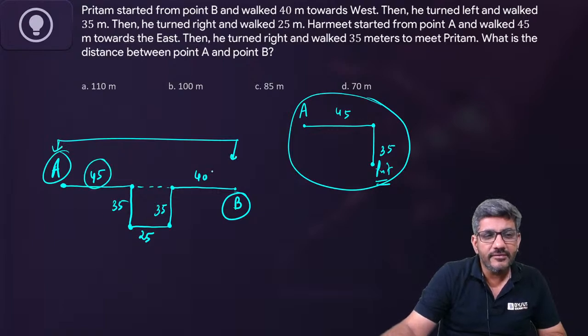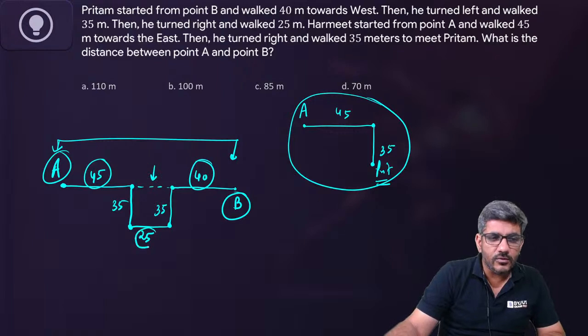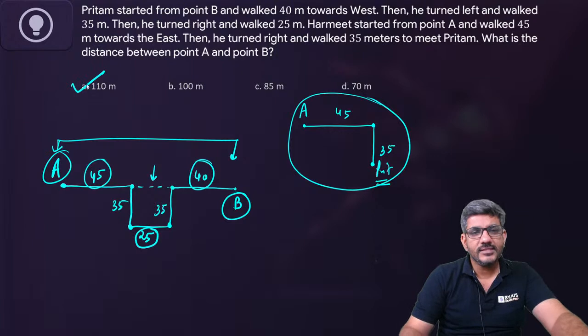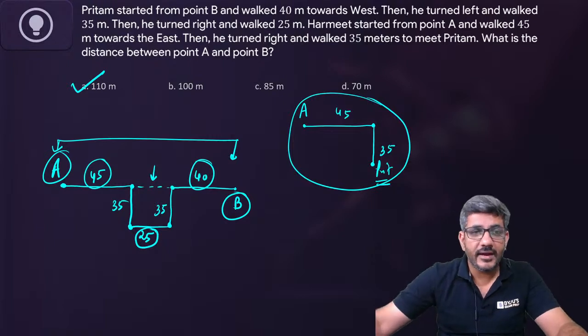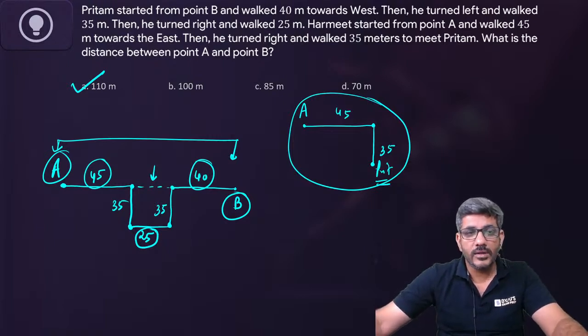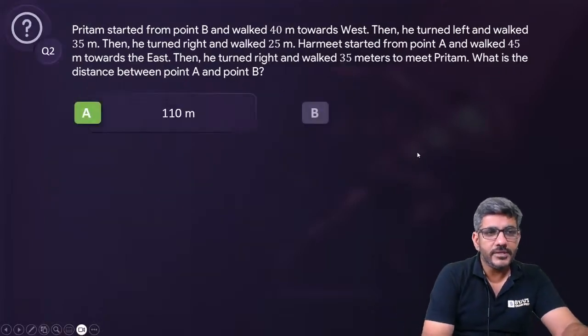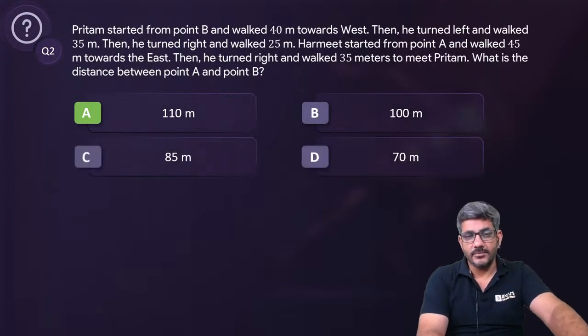So this is 45, this is 40, that means 85. What about this distance? It is equal to 25. So 85 plus 25 is 110. So yes, 110 is the right answer for this question. And everyone had answered correctly. 110 is the right answer. All of you gave the correct answer. So option A is the right answer for question number 2.